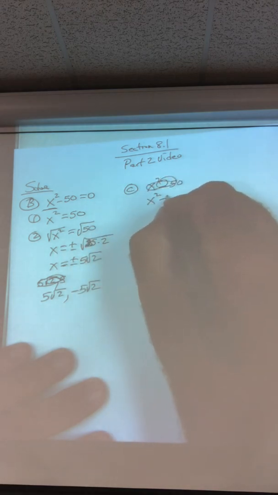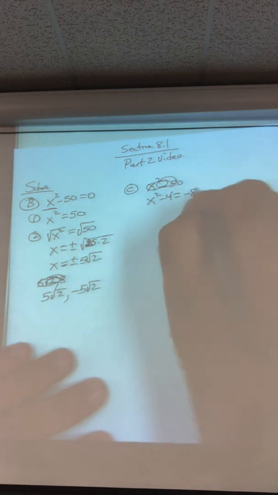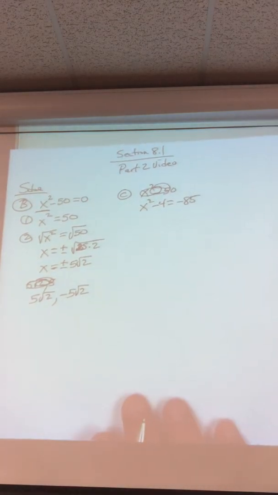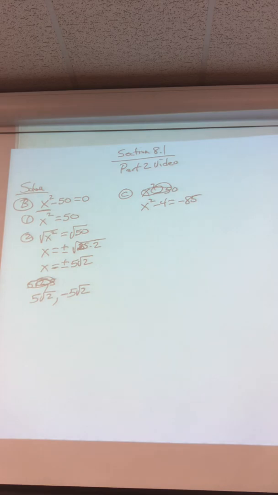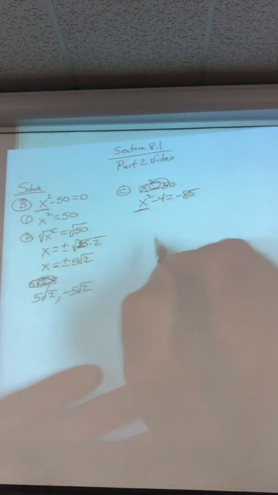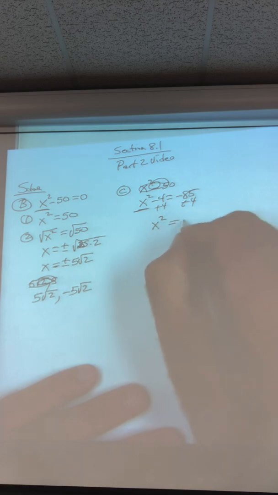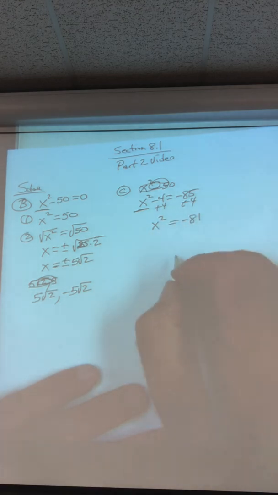X squared minus 4 equals negative 85. Okay, here we go. Step 1, isolate the squared term. So I want to add 4 to both sides. When I do, I get x squared equal negative 81.